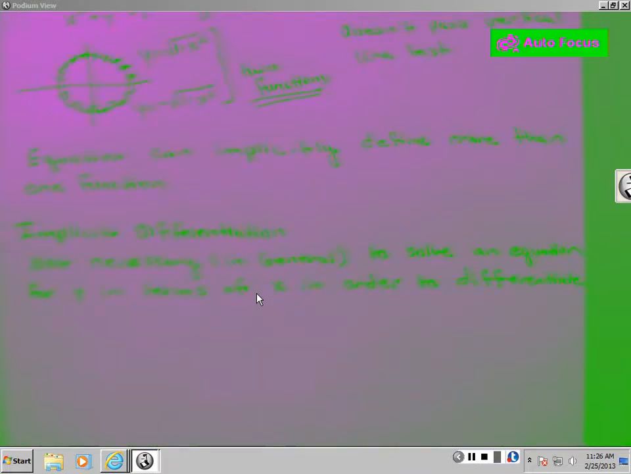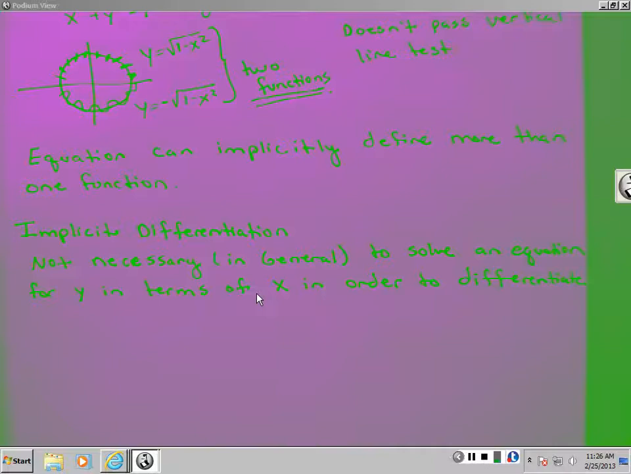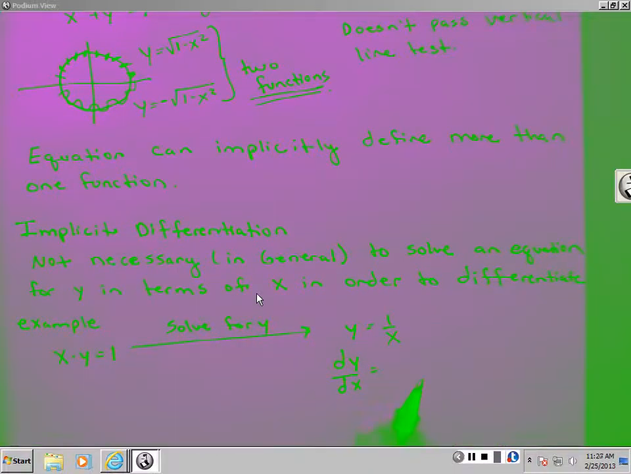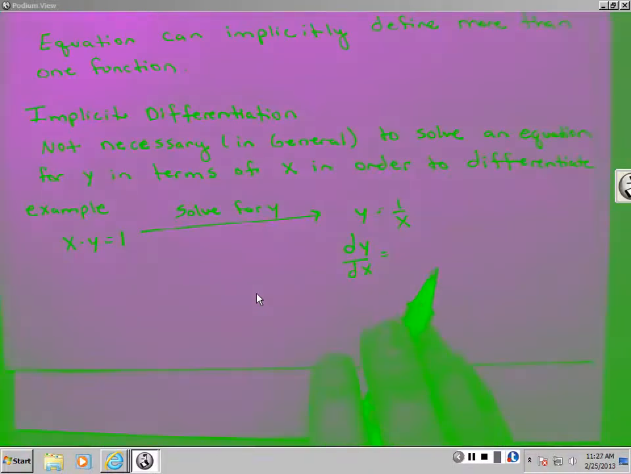Okay, so we're going to look at an example where we do implicit differentiation and then the original differentiation, and we should get the same answer. So let's look at a relatively simple relationship. x times y equals 1. I can solve for y, right? So if I solve for y, I get y equals 1 over x. What is the derivative of 1 over x? Minus x to the power minus 2. Good. So doing implicit differentiation, I should get the same thing.